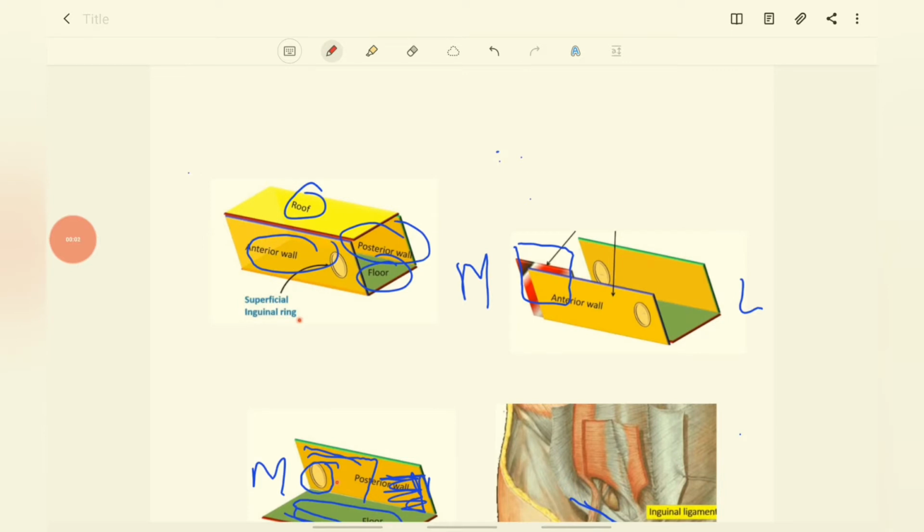The spermatic cord enters the inguinal canal through the deep inguinal ring, and it exits through the superficial inguinal ring, like this. It enters the deep inguinal ring and comes out through the superficial inguinal ring. The spermatic cord in males contains the vas deferens, and in females it contains the round ligament.